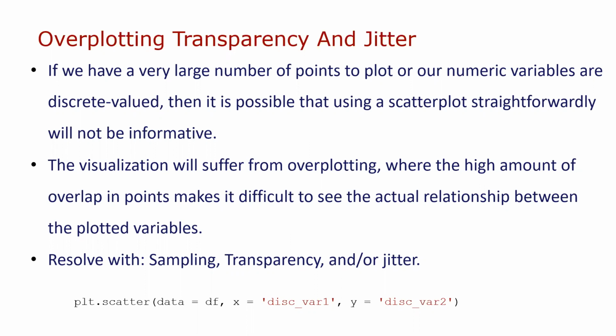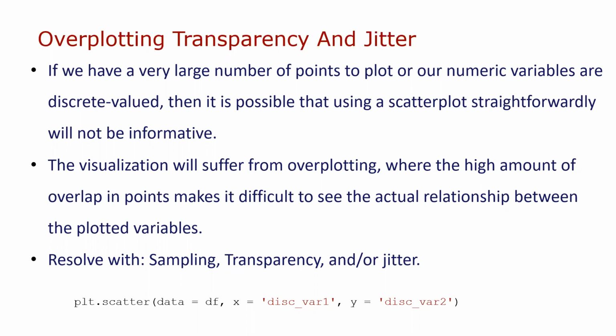Is this clear what I'm saying? I will have overplotting, where the high amount of overlap in points makes it difficult to see the actual relationship between the plotted variables. So how to resolve this? Again, a question in the exam. If I have millions of points and I'm using the scatter plot in order to plot them, as you know these points may be overlapping. So how to resolve this problem?